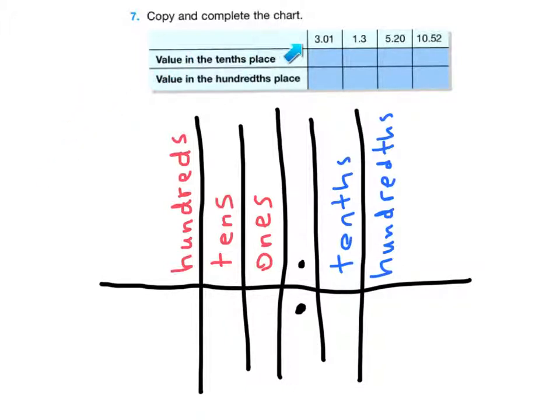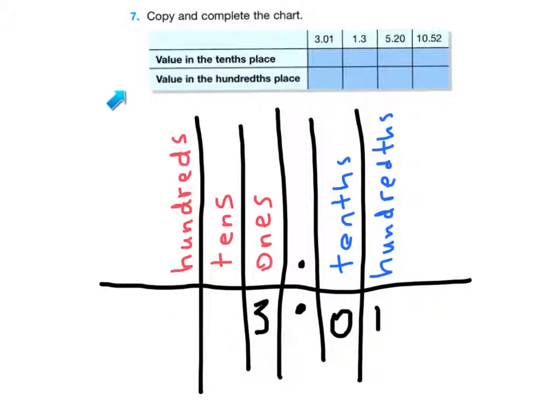It says 3.01. So if we were to write that number here, the 3 would go here. Then you have your decimal right beside. Then the 0 would go in the tenths column, and the 1 would go in the hundredths column. So if you look here, 3.01 written in our place value chart would look like this.